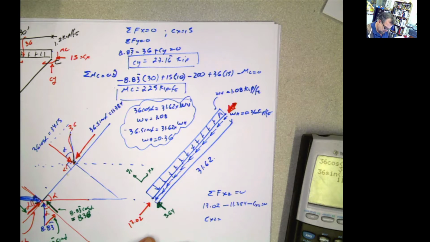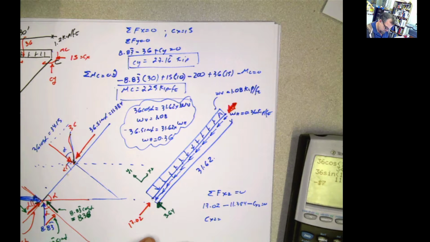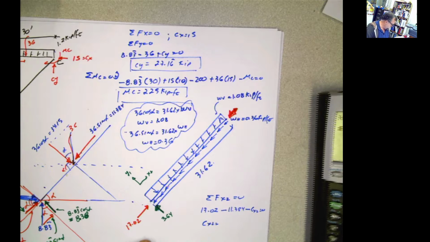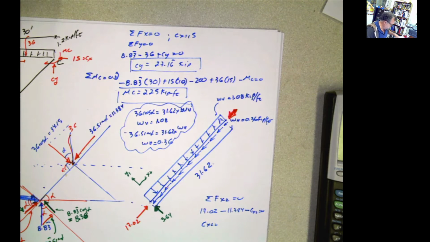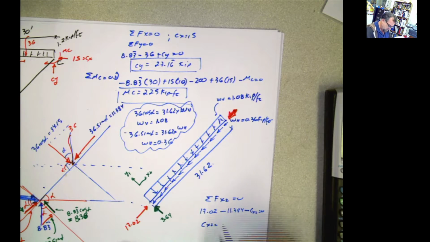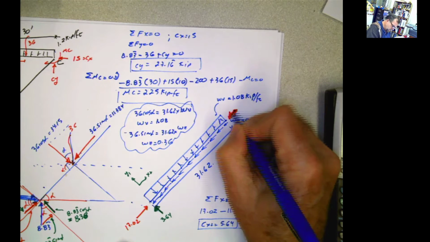17.02, that's a 5.6, hopefully, 5.64. That value is acting in this way, 5.64.